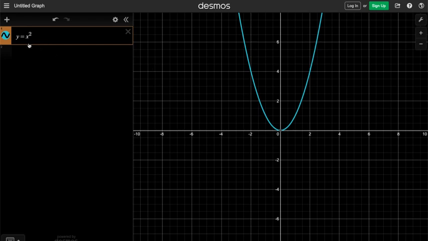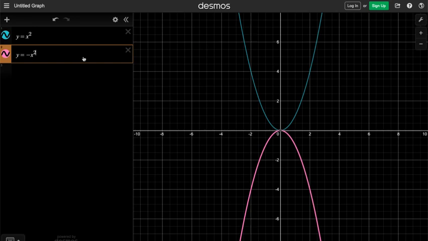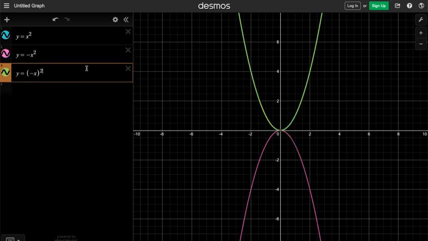Let's take a look at the graph y equals x squared on Desmos. It is a parabola opening upwards with the vertex at (0, 0). If we try to type in y equals -x squared, then the new graph turns out to be a mirror image of the original one, reflecting across the x-axis. This makes perfect sense because no matter what the original output was, the new output is simply the negative of the original output value.